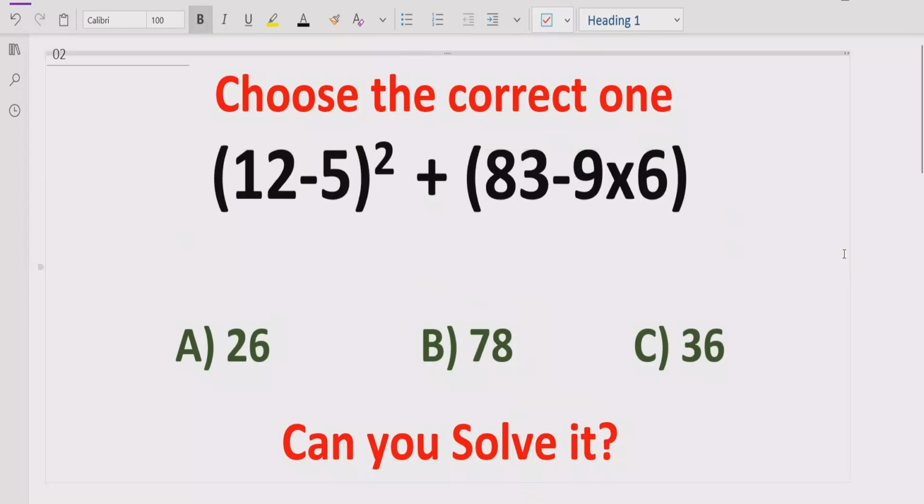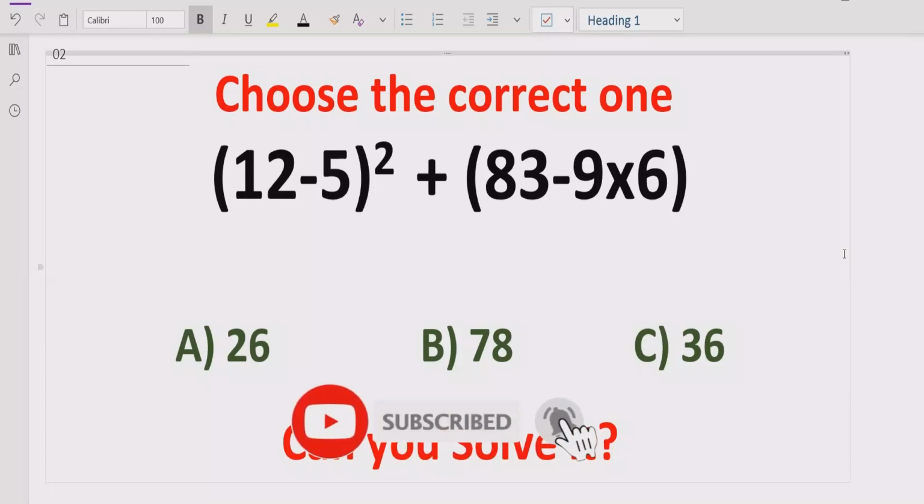Today we will solve another quiz which is related to an arithmetic expression. Basically, this expression contains the basic operations minus, plus, multiplication. So we have to solve this quiz using the PEMDAS and BODMAS method and find out which answer is correct. In the answer list, we have three answers, 26, 78, 36. So let's see after solving it, which answer is correct.